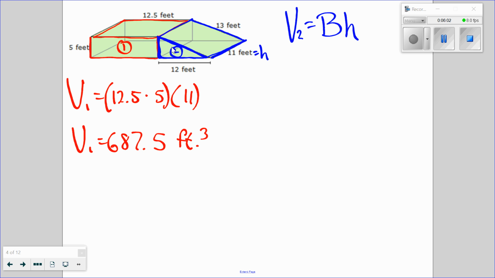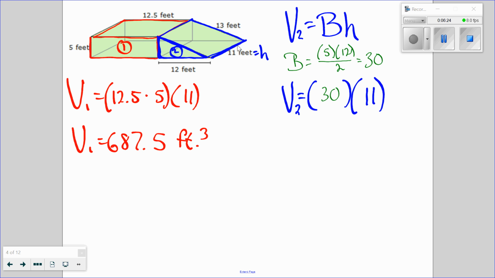I need to get the area of the triangle. So it's going to be base of 12, height of 5 again, base times height divided by 2, 1/2 BH for area of a triangle. Once I have the area of the triangle, I will multiply it times 11, because 11 is the distance in between the two triangles. That's what the height is considered, the distance in between the two triangles.